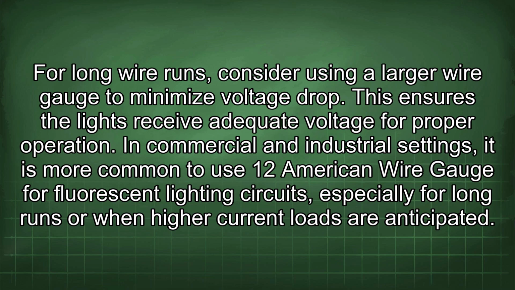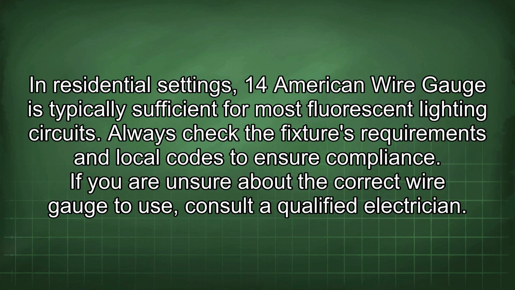In commercial and industrial settings, it is more common to use 12 American wire gauge for fluorescent lighting circuits, especially for long runs or when high current loads are anticipated. In residential settings, 14 American wire gauge is typically sufficient for most fluorescent lighting circuits. Always check the fixture's requirements and local codes to ensure compliance.